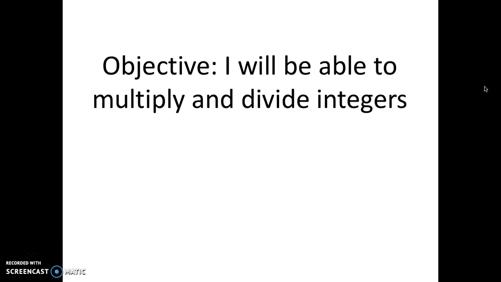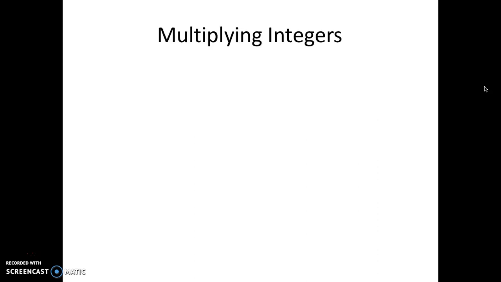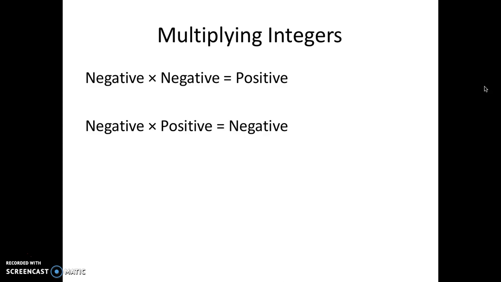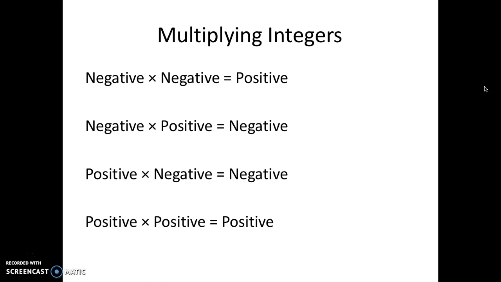Alright, so our objective for today is: I will be able to multiply and divide integers. So, multiplying integers. Our first rule is a negative times a negative equals a positive. A negative times a positive equals a negative. And the opposite of that, a positive times a negative equals a negative. And as we already know, a positive times a positive equals a positive.